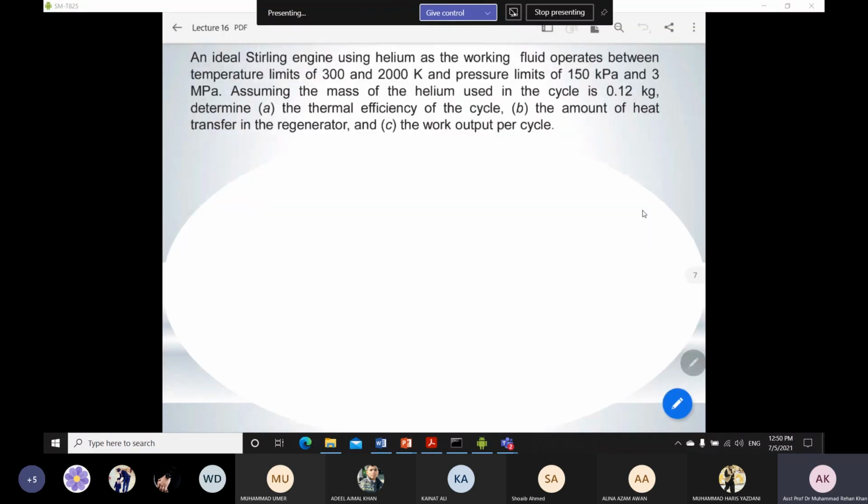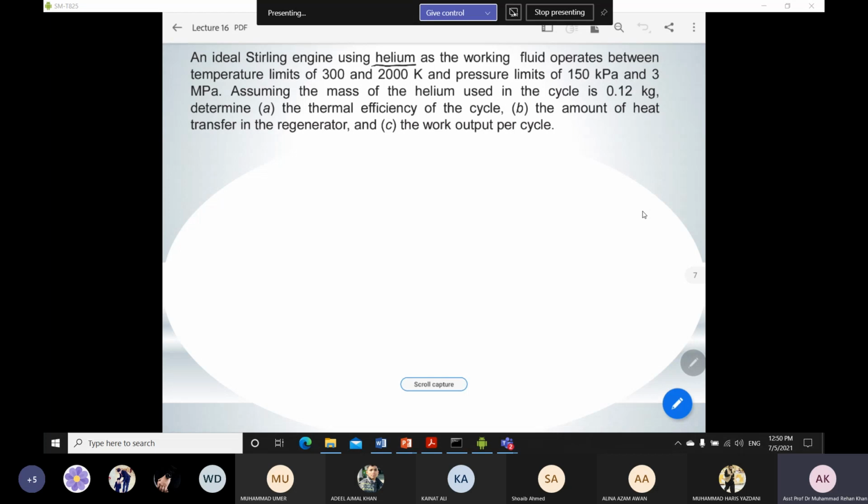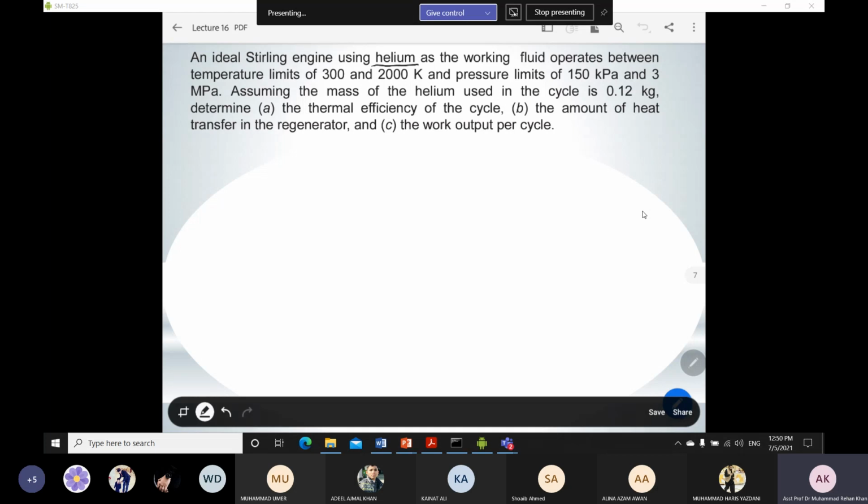So now this is problem 9-66 from your book. If you can just read the statement: an ideal Stirling engine using helium as a working fluid. Here it is mentioned that helium is the working fluid, so you have to find the properties of helium from table A-2.